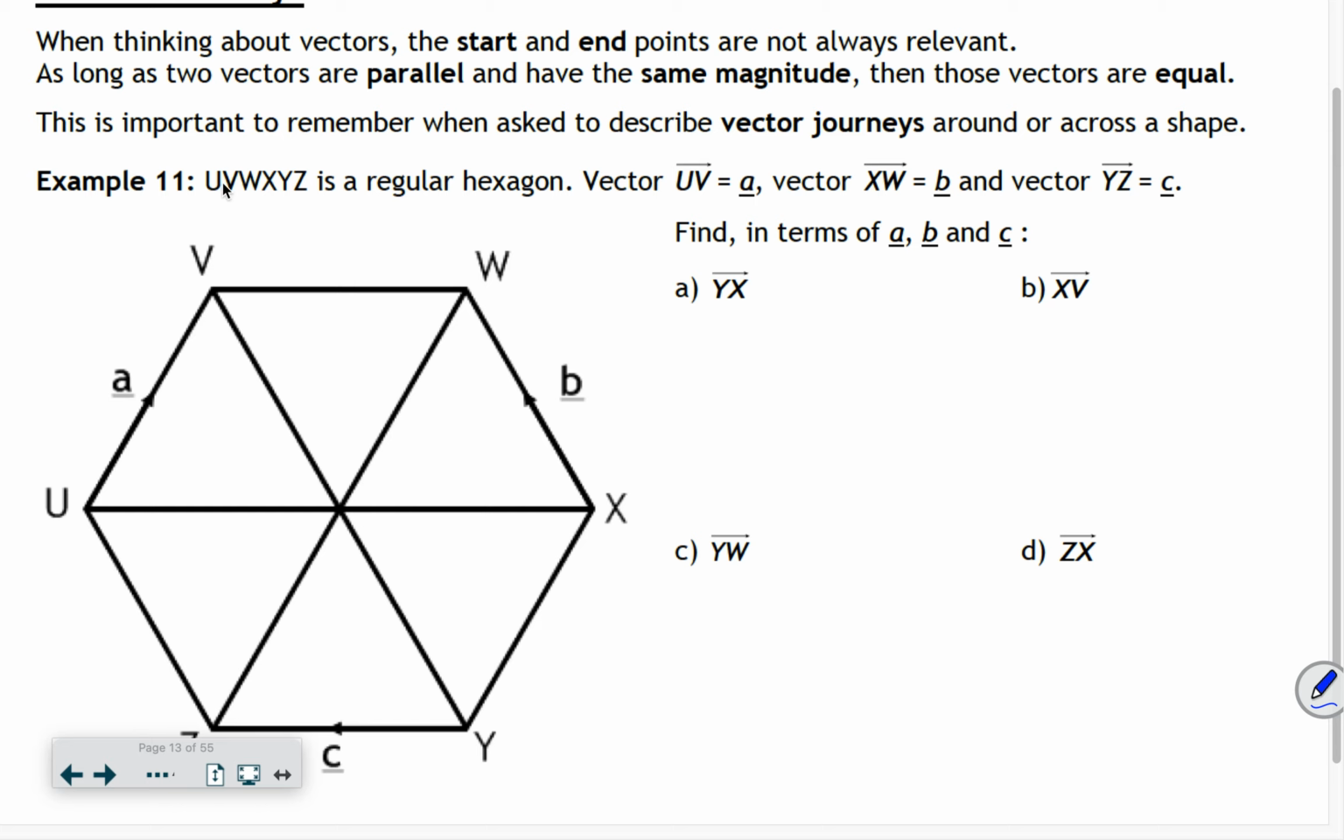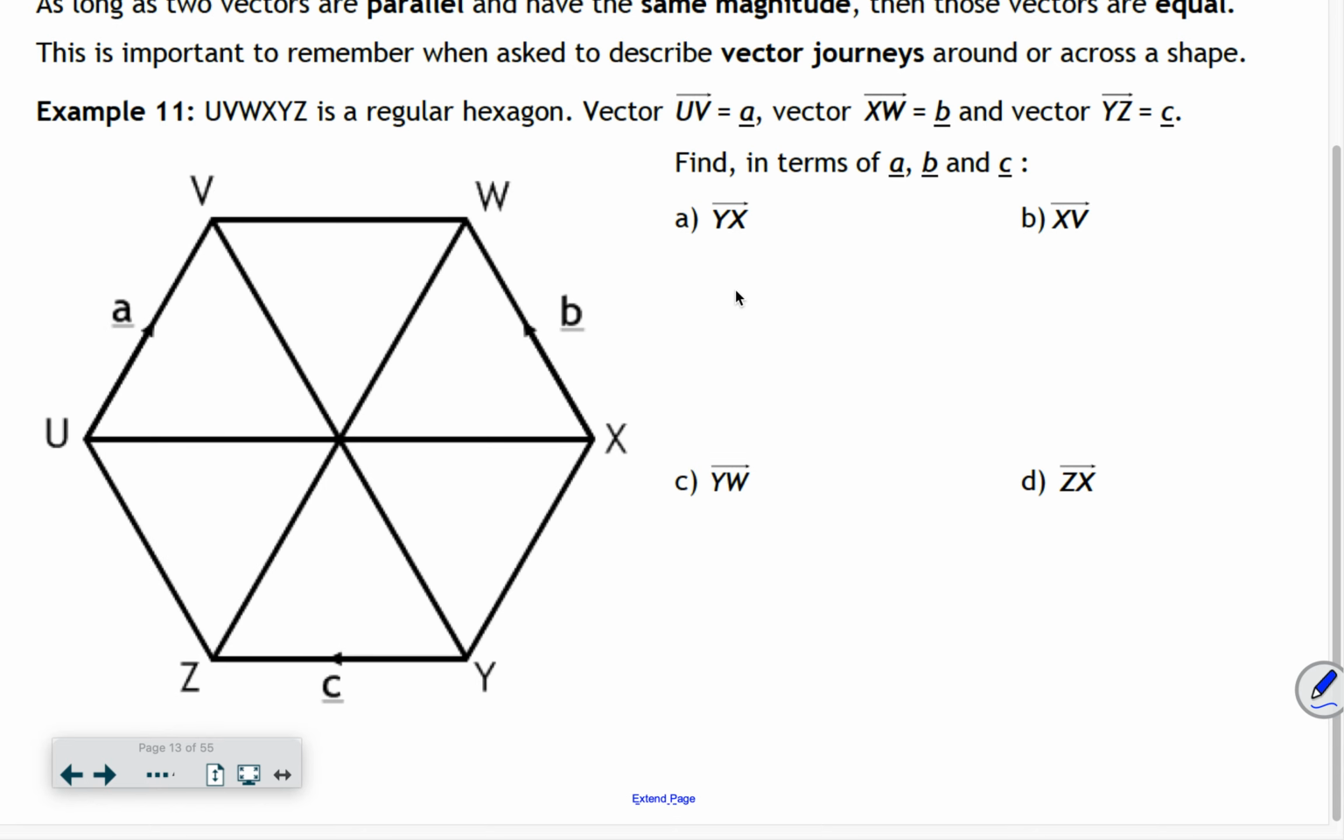So example 11 here, it says UVWXYZ is a regular hexagon, with vector UV as vector A, vector XW as vector B, and vector YZ as vector C. Find in terms of A, B, and C, vector YX. So the vector YX is here, going from Y to X. Looking along that diagram, what other vector is going in that direction? It would have to be vector A. So the vector YX is the same as vector A because it's going along in the exact same direction.